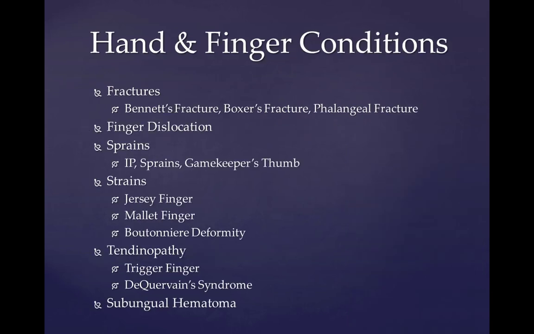Common hand and finger conditions include Bennett's fracture, boxer's fracture, phalangeal fracture, finger dislocations, IP sprains, gamekeeper's thumb, strains, jersey finger, mallet finger, boutonniere deformity, tendinopathy, trigger finger, de Quervain syndrome, and subungual hematoma.